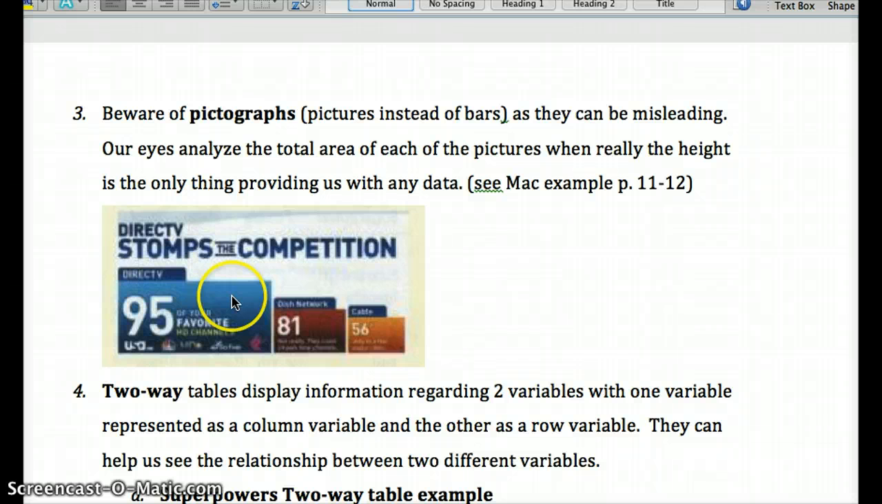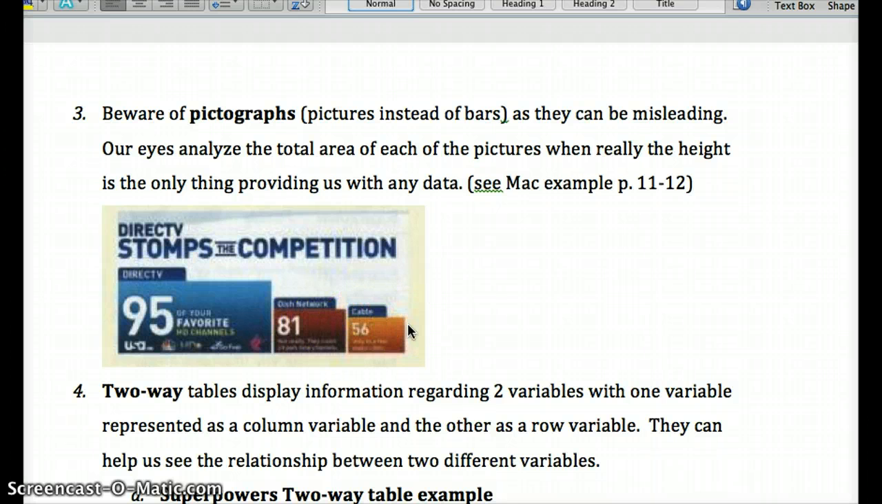Pictographs tend to be horrible ways to represent your data, as the total area of the picture doesn't really match the values. This makes it look like DirecTV is a huge favorite. When you compare these two, 81 is much bigger than 56, but this difference between the two seems small, making this difference of 14 seem huge when it's actually a smaller difference than between these two.